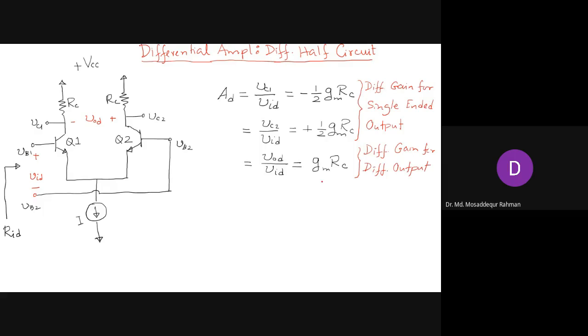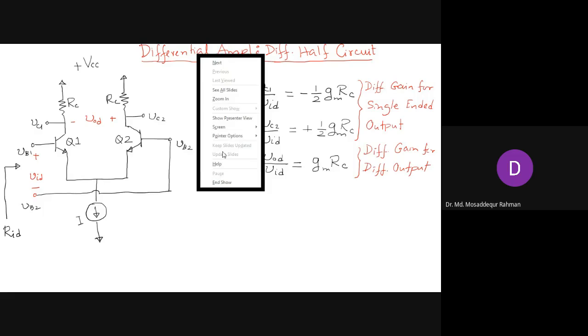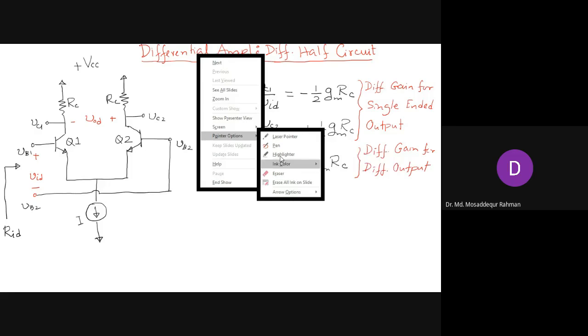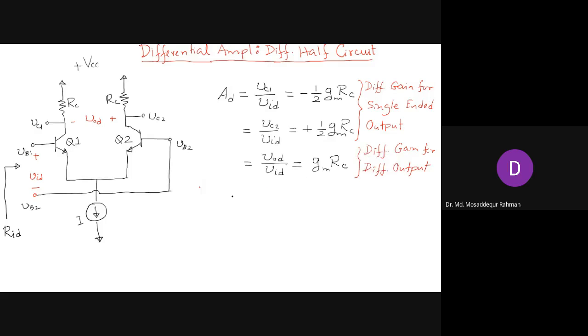And then we also derived, in the last class, the input resistance for this differential amplifier. We call it the differential input resistance RID, which is 2r pi.